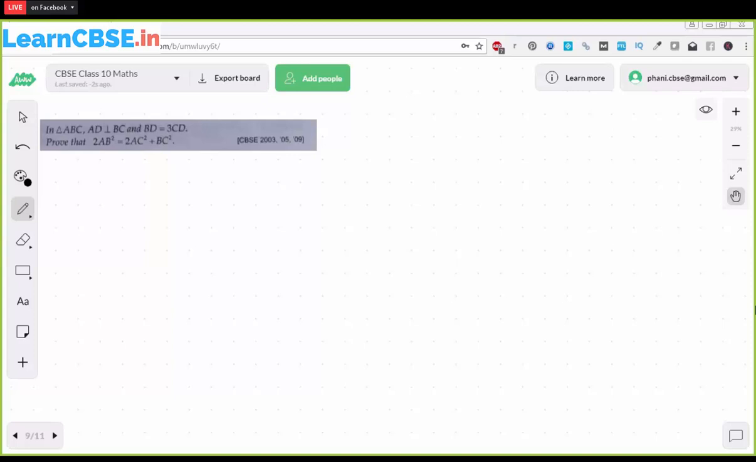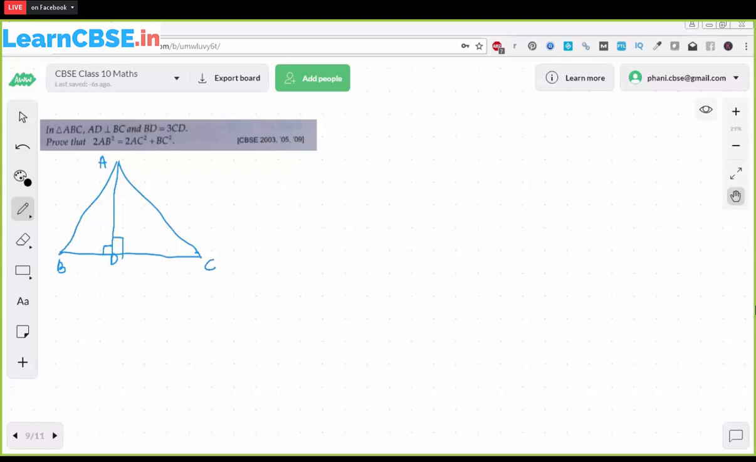It's given in the triangle ABC, AD is perpendicular to BC and BD is equal to 3 times CD. We have to prove this. So it's a random triangle ABC. On that, AD is perpendicular to BC and it is given BD equals 3 times CD. We have to prove 2AB square equals 2AC square plus BC square.